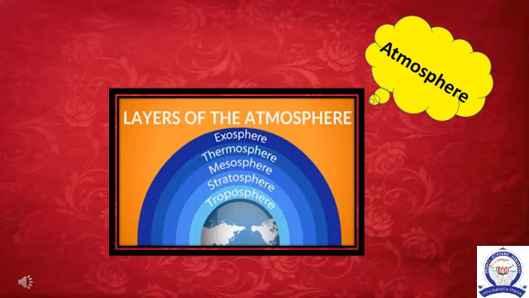The atmosphere is made of five different layers: the troposphere, the stratosphere, mesosphere, ionosphere, and the exosphere. The troposphere is the layer closest to the Earth. It is the layer in which we live. It extends upwards for about 16 kilometers above the surface of the Earth. Movement of wind takes place in this layer.